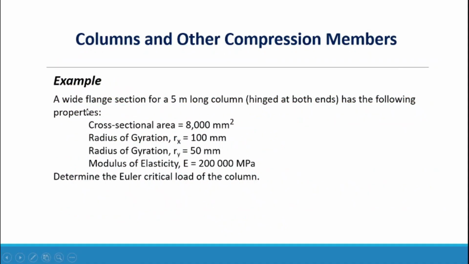Example: a wide flange section for a 5-meter long column hinged at both ends has the following properties. Cross-sectional area is equal to 8,000 millimeters squared. Radius of gyration R sub X is equal to 100 millimeters. Radius of gyration R sub Y is 50 millimeters. And modulus of elasticity, E, is equal to 200,000 megapascals. Determine the Euler critical load of the column.